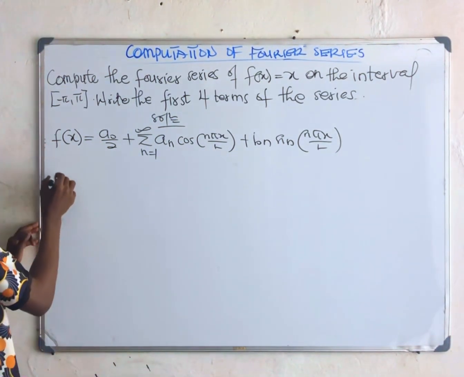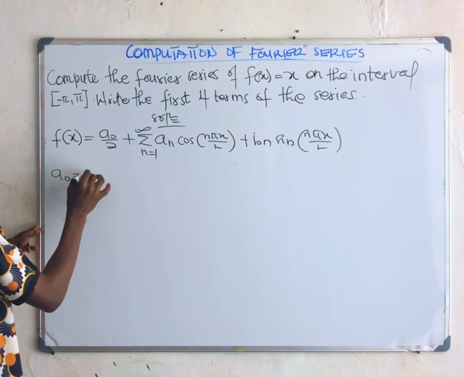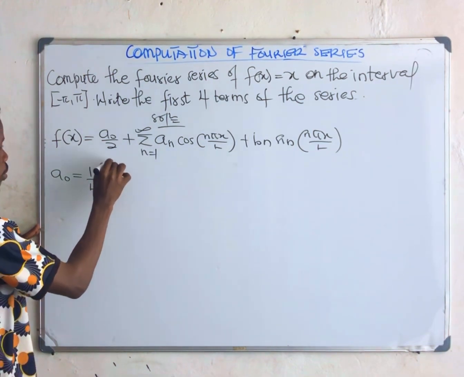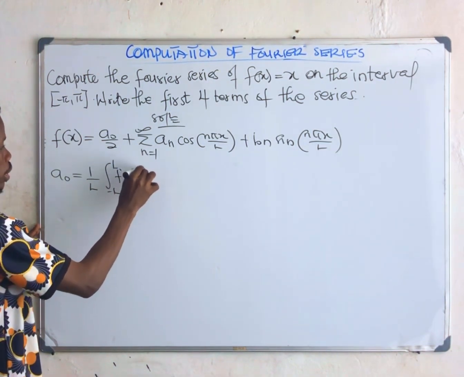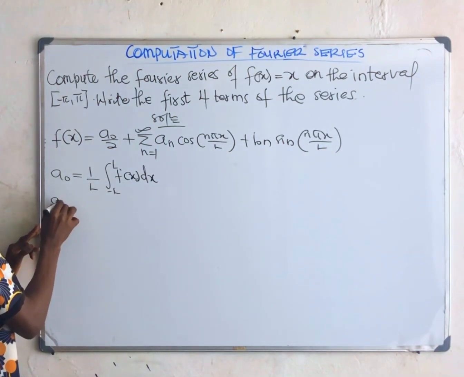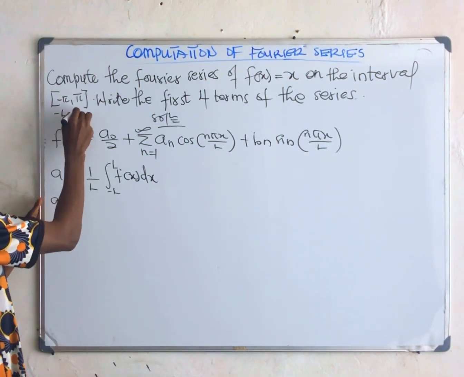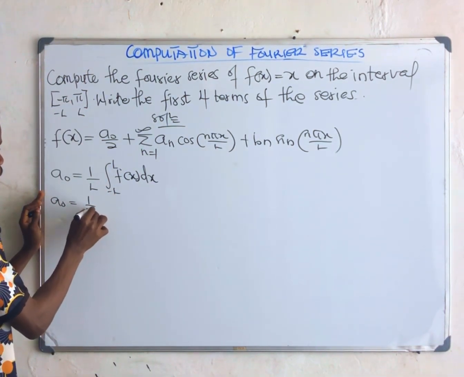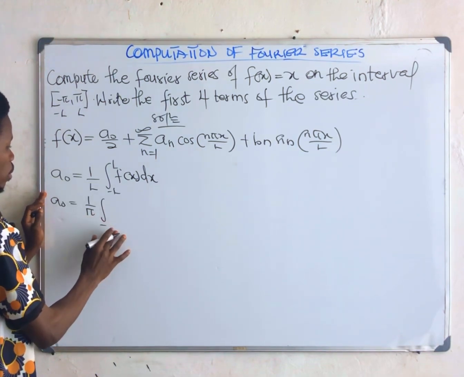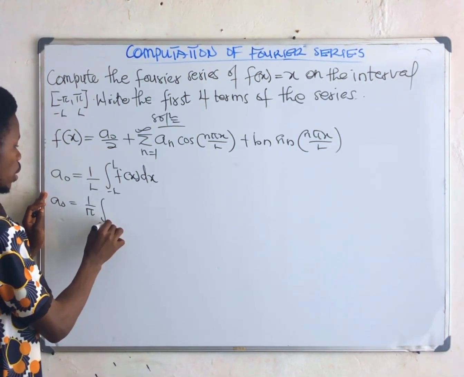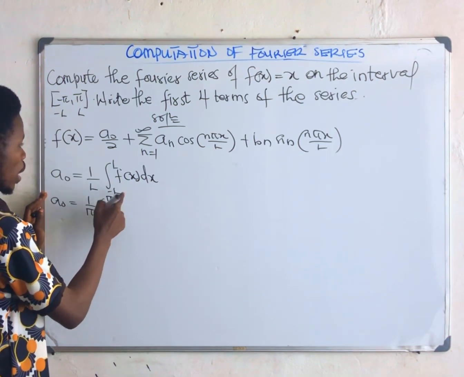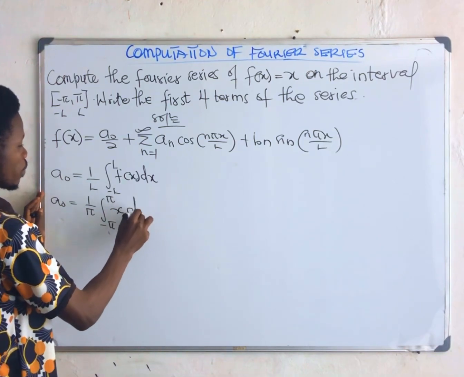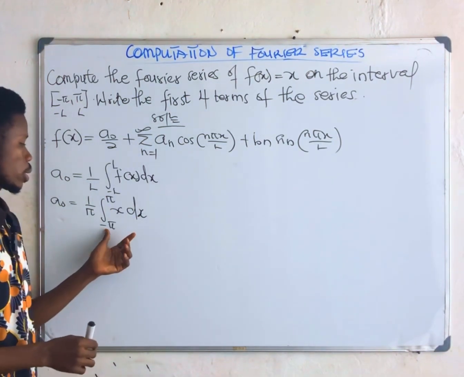So first, let's look for the a naught. My a naught is going to be 1 over l, the integral of negative l to l, f at x dx, right? So here is negative l and here is l. That's for the limit. So this will be 1 over pi, the integral of negative pi to pi, f at x, which is given in the question as x, so here will be x dx.